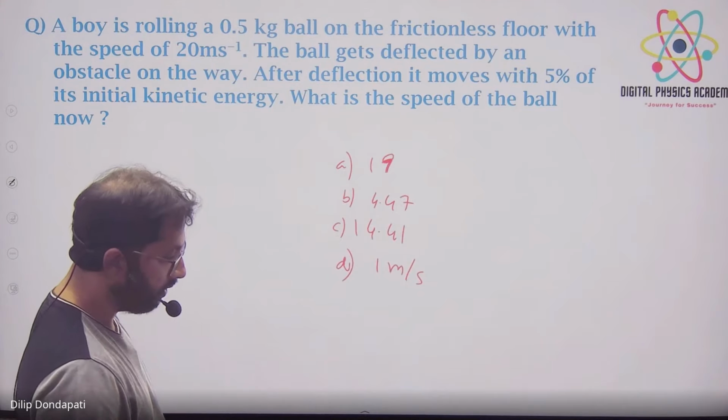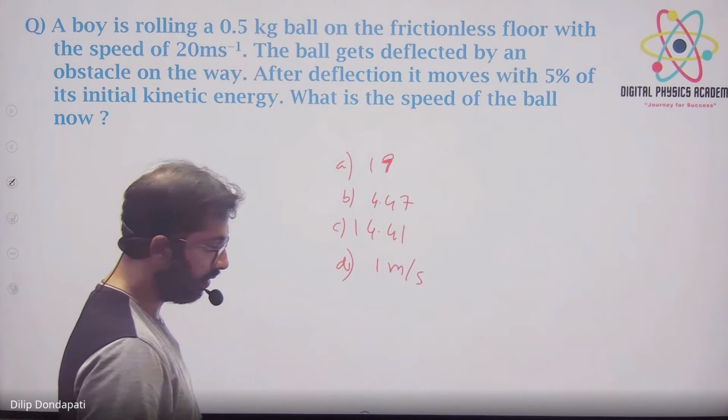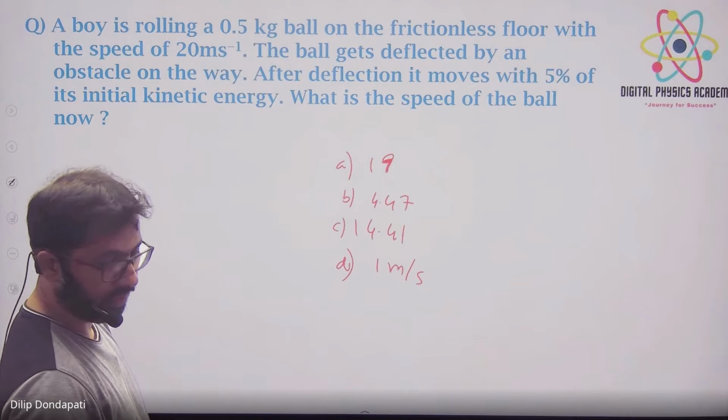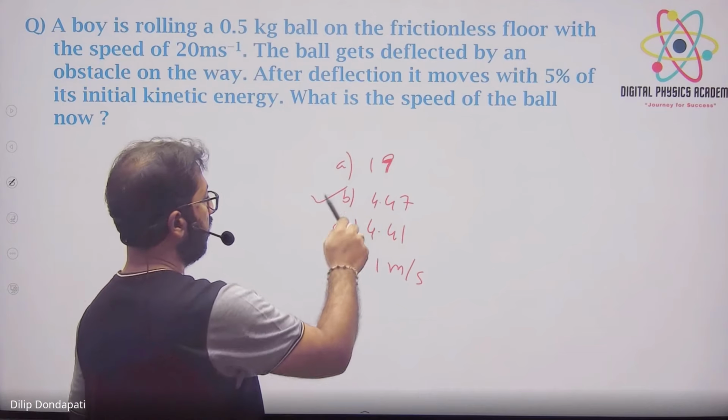Sir, I'm getting option C, 4.47. Sir, what I'm getting is root 20. Root 20, yeah, means approximate 4.47. Yes, this is the answer.